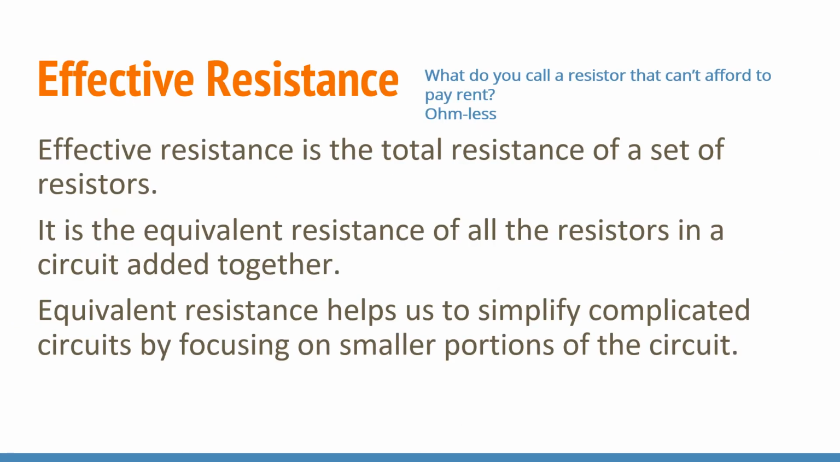Now we will talk about a concept known as effective resistance. Effective resistance is very similar to total resistance. The only difference is that total resistance refers to the resistance of the entire circuit, while effective resistance only applies to a small subset of resistors inside that circuit. It is the equivalent resistance of all of the resistors in a group added together. Using the equivalent resistance will help us to simplify complicated circuits by focusing on smaller portions of the circuit.